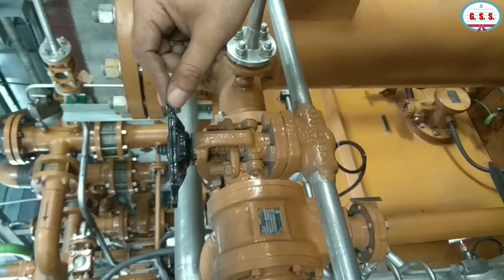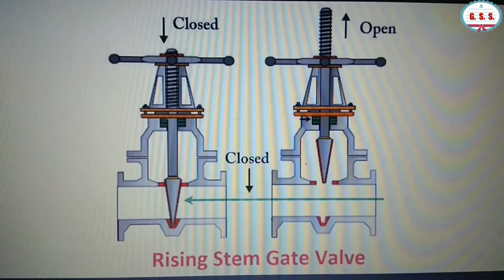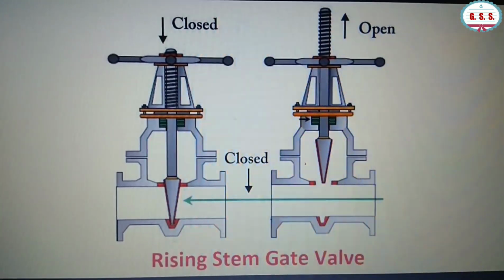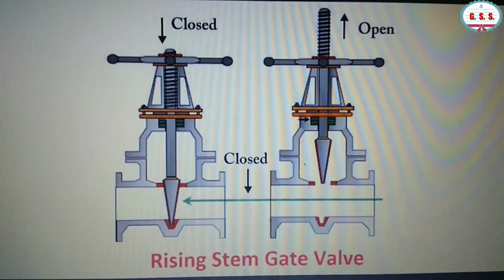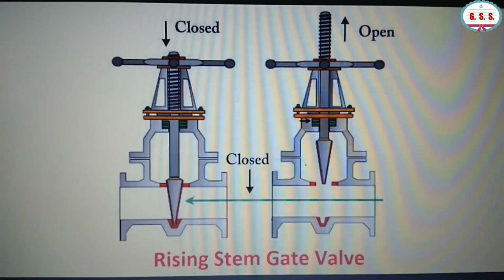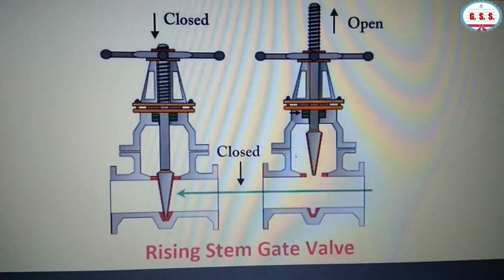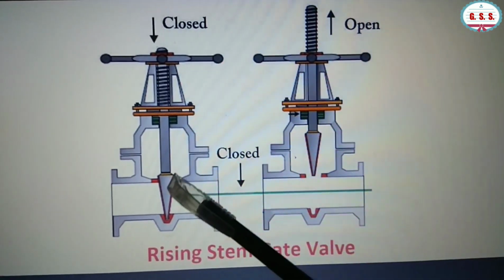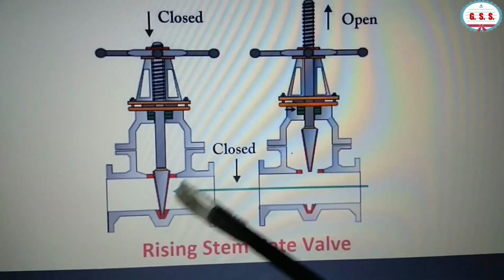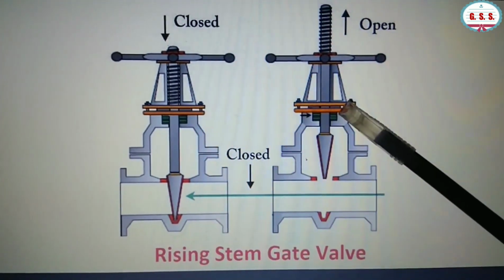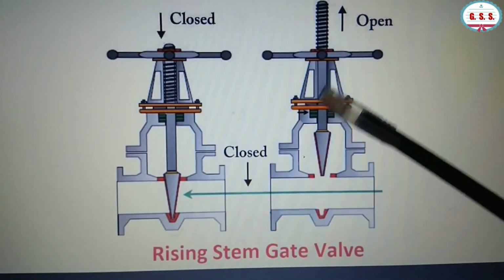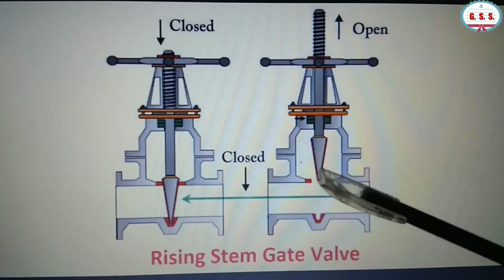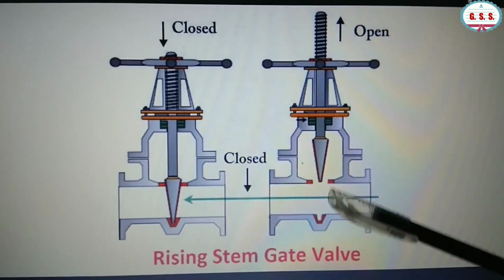in closed condition. So from the video you have clearly seen that in case of rising stem, stem goes up and comes down. In closed condition it comes down. You can see this is the closed condition. Stem has come down and wedge is here in closed condition, and it is open condition. You can see in open condition stem is more projected and wedge comes up. So this is open condition.